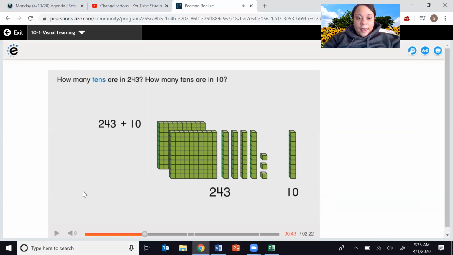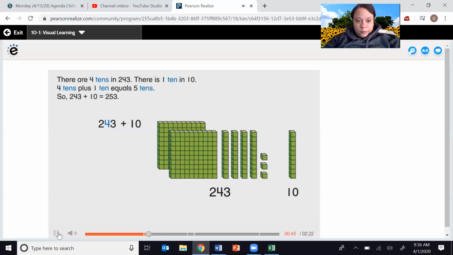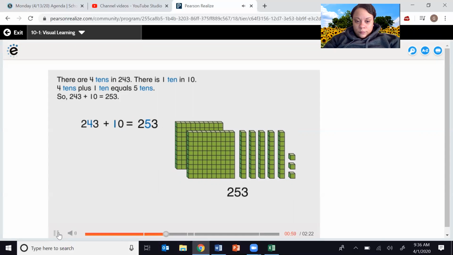So, how many 10s are there in this number, 243? What do you think? There are 4 10s in the number 243. Good. There's 4 10s and 1 10. 4 10s plus 1 10 equals 5 10s. So, 243 plus 10 equals 253.